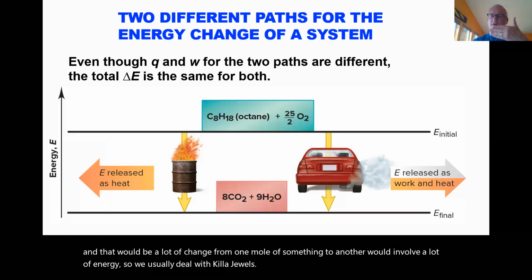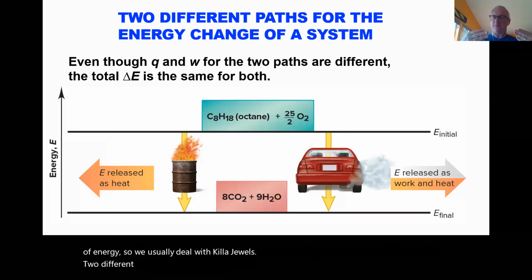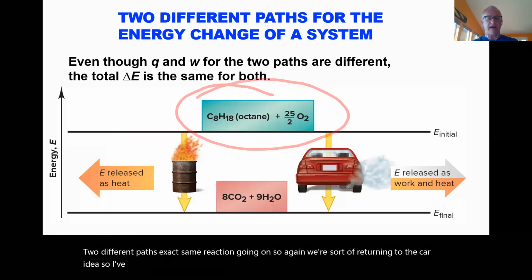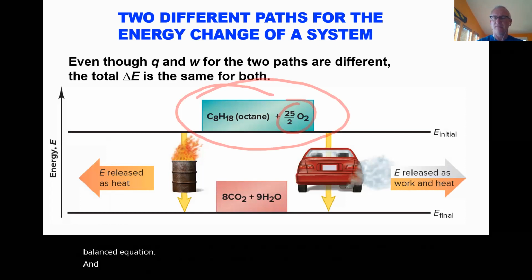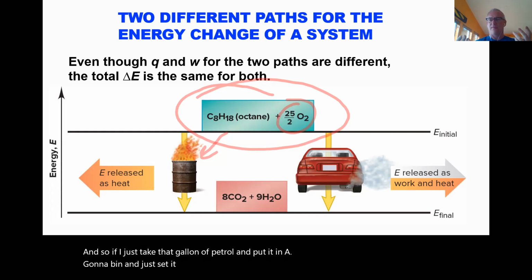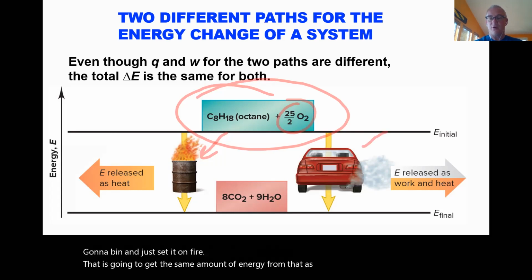So 2 different paths, exact same reaction going on. So again, we're sort of returning to the car idea. I've got my long chain hydrocarbon, octane. I'm burning it with oxygen. And this is a nice balanced equation. If I just take that gallon of petrol and put it in a bin and set it on fire, I'm going to get the same amount of energy from that as I would if I burned it in the car and drove it for like 30 miles.